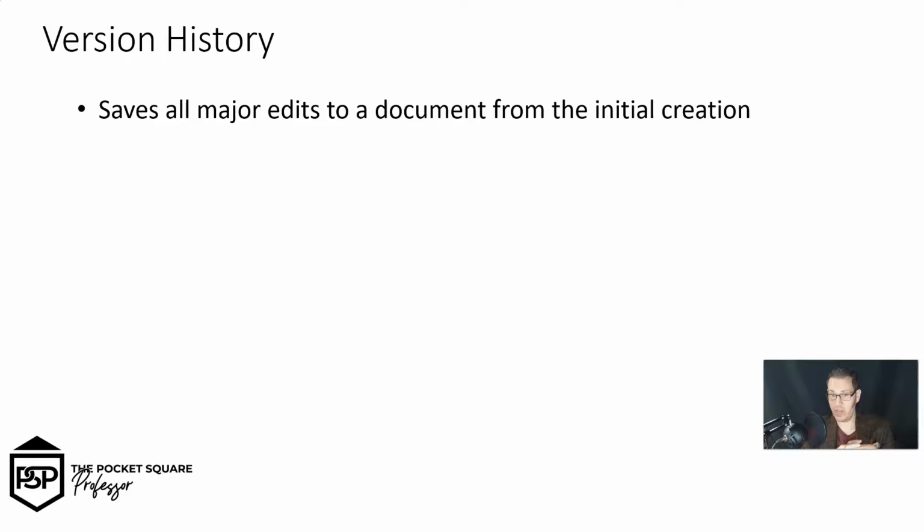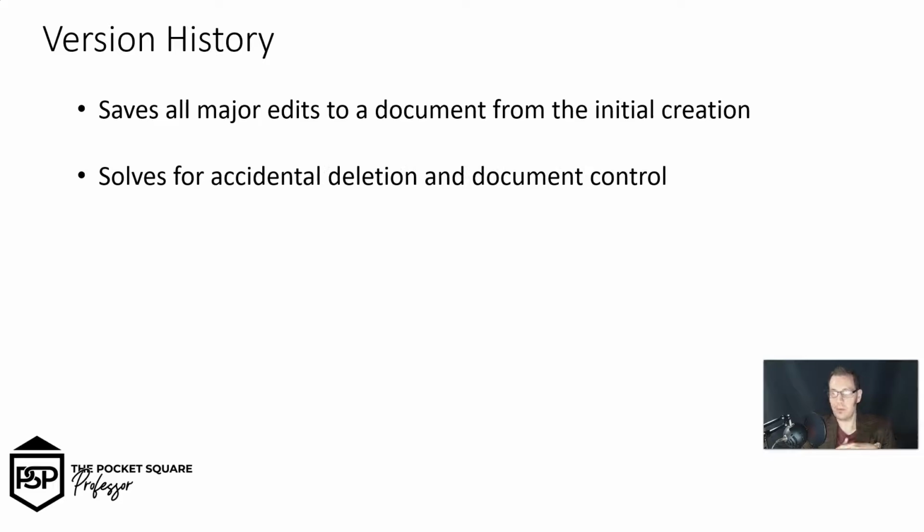So let's just say we're on version 3. Sally comes in and accidentally deletes everything, and she saves it, and now it becomes version 4. So she accidentally deleted it all. Oops, my bad, didn't mean to do that. Well, do we have to recreate it all? No. A couple clicks of a button, we can revert back to our version 3.0, or whatever our last change was before Sally went in and hit the major edit and deleted everything. This allows us to solve for that accidental deletion and document control.